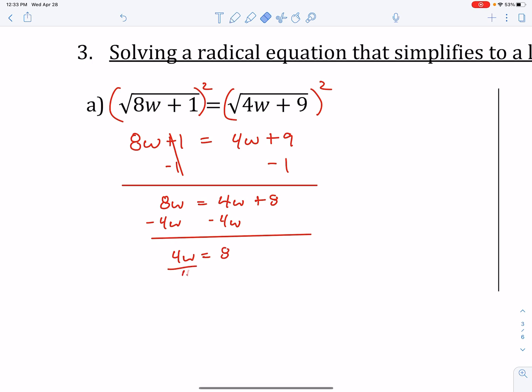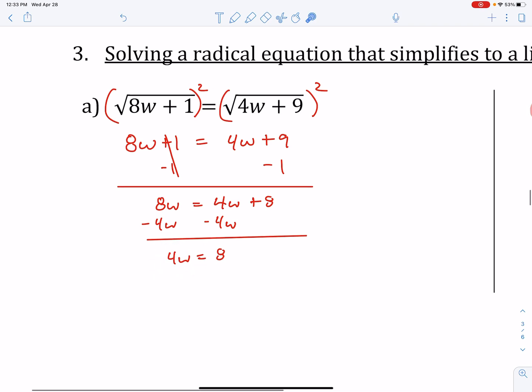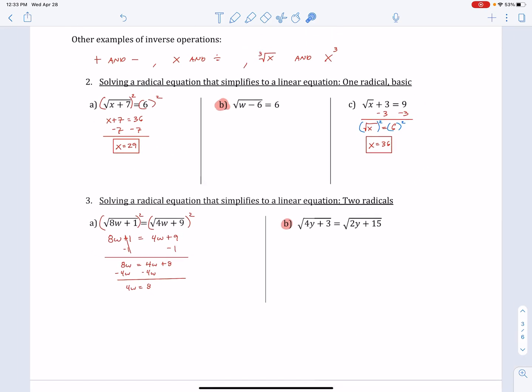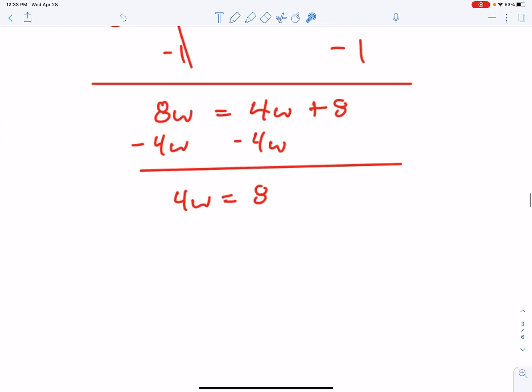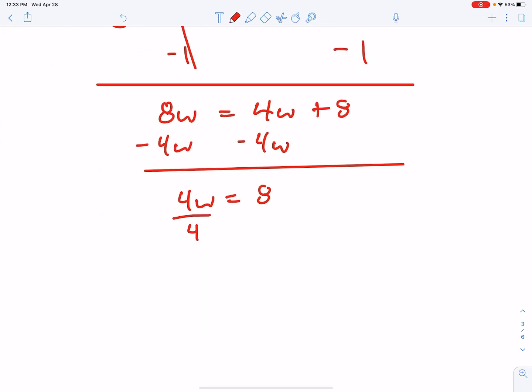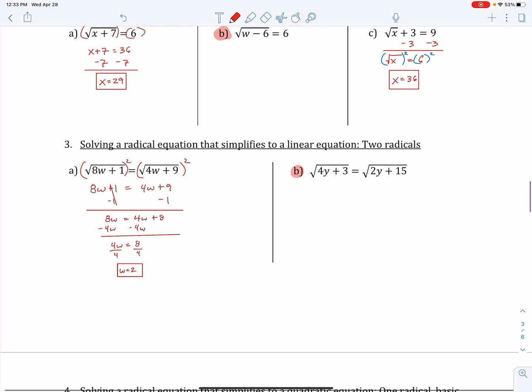Now, actually, I want to pause for a second. Some are still getting confused with this 4w on what to do. This is saying 4 times w. I want to take the inverse operation of that, and that's where this comes into play. If I'm multiplying right here, the inverse of multiplication is division. Hence why, and we've talked about this in the past, hence why I divide both sides. So w equals 2. Okay? W equals 2. Go ahead and try letter B on your own. It's the same exact steps. You're just squaring both sides and solving for y.